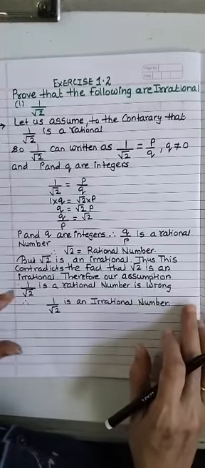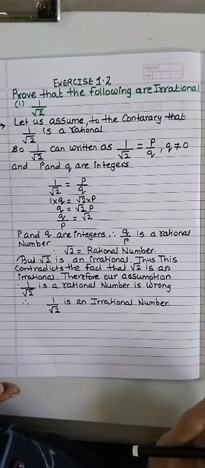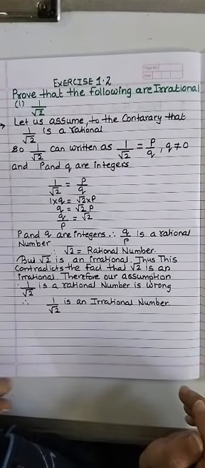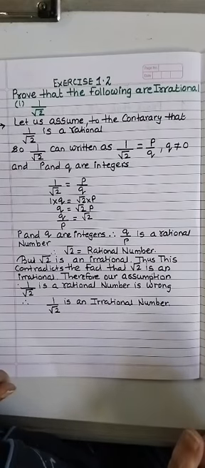You can practice solving sums like: prove that the following are irrational numbers: 1 upon root 3, 1 upon root 7, 3 upon root 5.